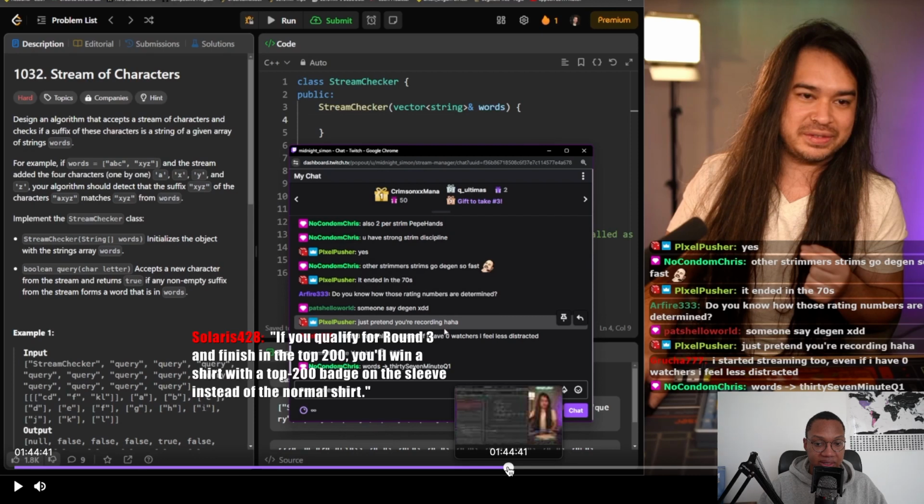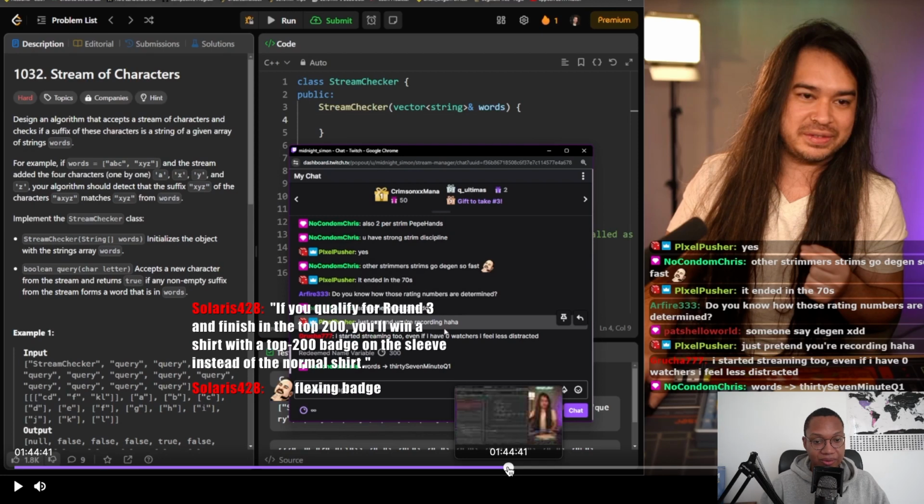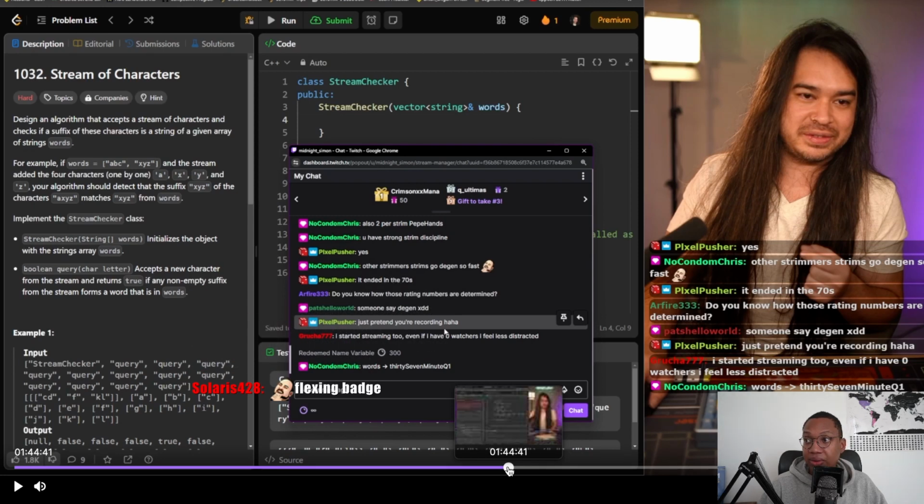You were in a shirt with a top 200 badge on the sleeve. Nice. Flexin'. Flexin'. That's going to be me when I get my Leetcode t-shirt in like two things. Oh wait, also did my screen just die?